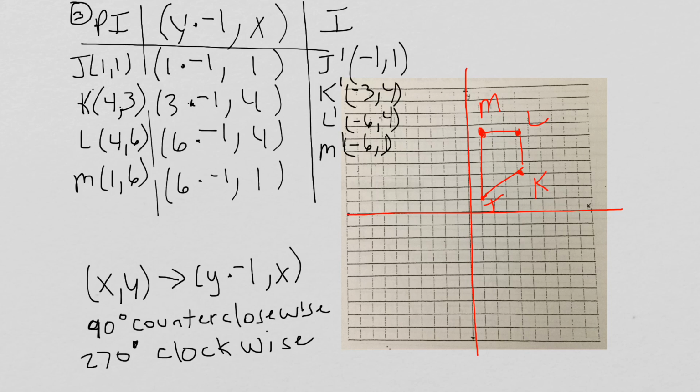So we'll go ahead and do negative 1, 1. That's going to be our J prime. And then we're going to do negative 3, 1, 2, 3, 1, 2, 3, 4. That is our K prime. And then negative 6, 1, 2, 3, 4, 5, 6, and up 4. That is our L prime. And then M is negative 6, 1, which is going to be our M prime. And we connect our dots, and we'll notice that that figure has done a 90-degree counterclockwise. And that's how you do rotations.